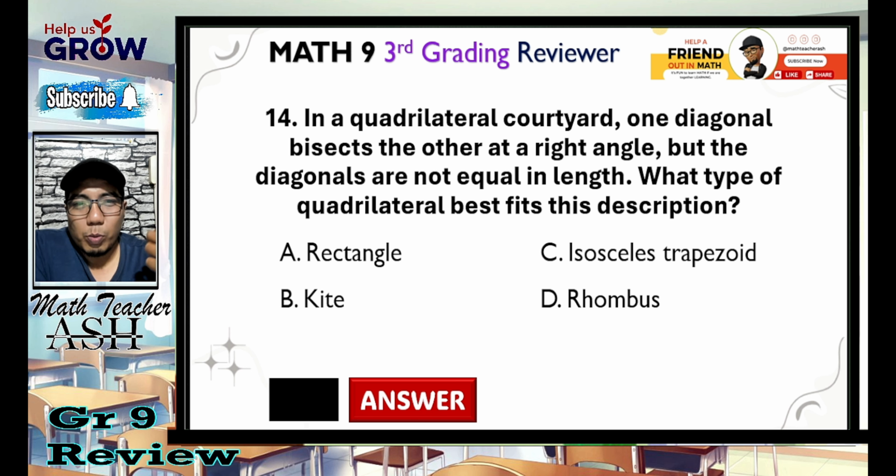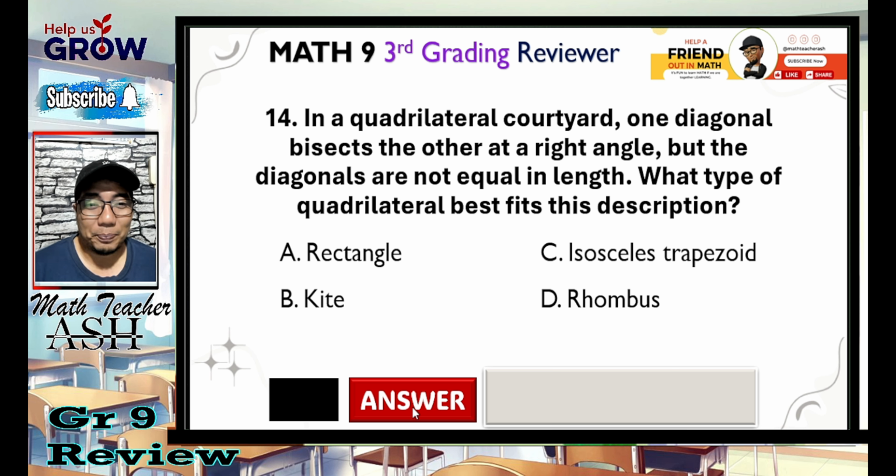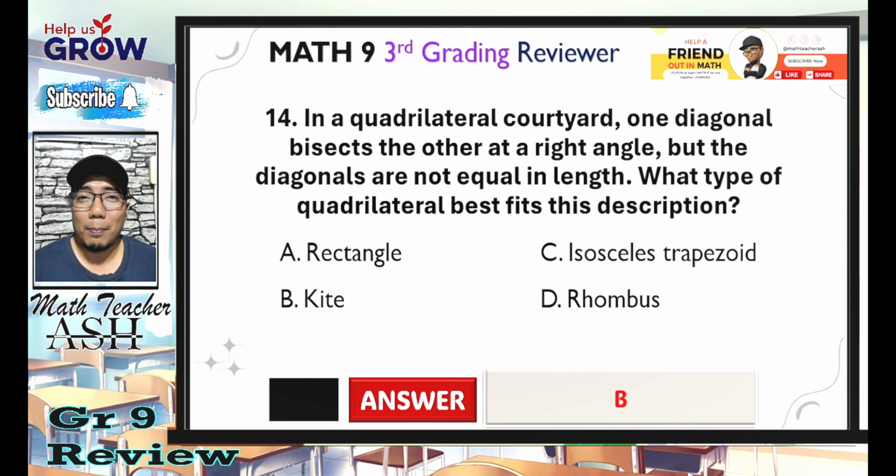Alright, my dear math learners, we have here a property in which one diagonal bisects the other at a right angle. Talking about a right angle, meaning they are perpendicular. In terms of diagonals bisecting each other, only one bisects the other and the other does not. Therefore, it is not a parallelogram. Therefore, it is a kite, which is letter B. Let's check whether we are correct. I hope you got that one, my dear math learners. Now, let us go to question number 15.